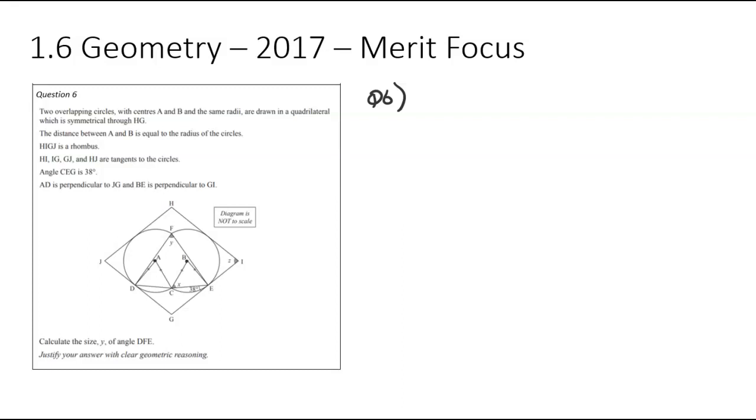And yet more information. We know AD. Where's AD? AD is over here. We know that is perpendicular to GC. So that there is the tangent. Radius perpendicular to the tangent. Okay, so we've been asked to calculate the size of angle Y.